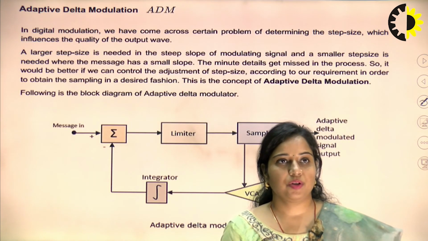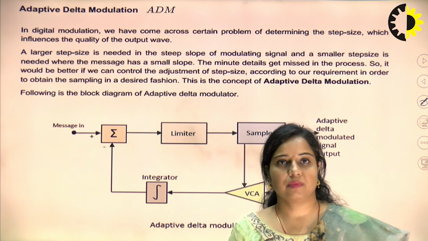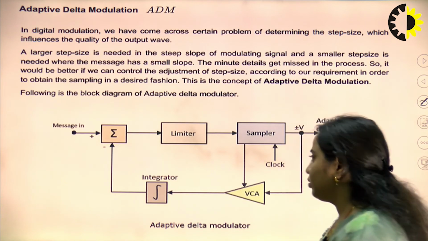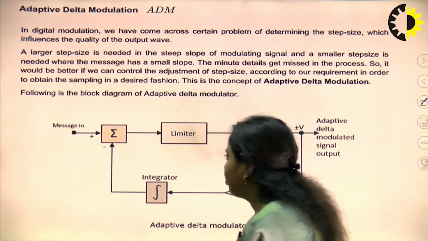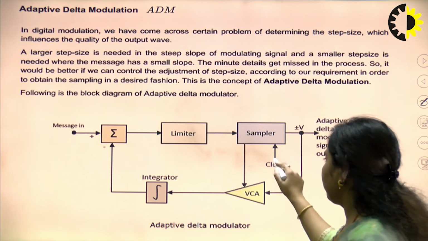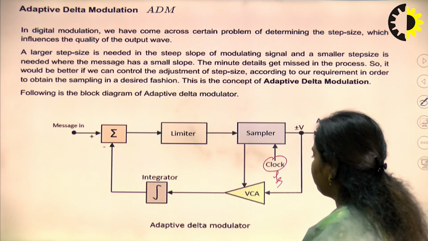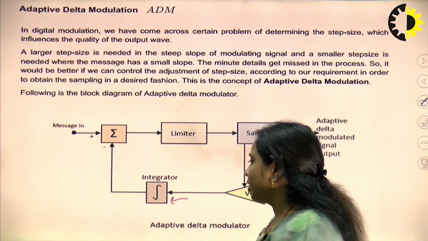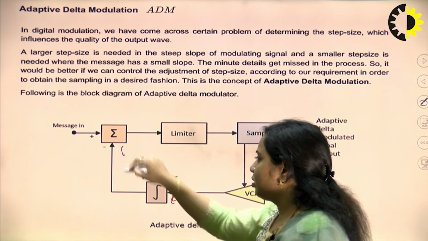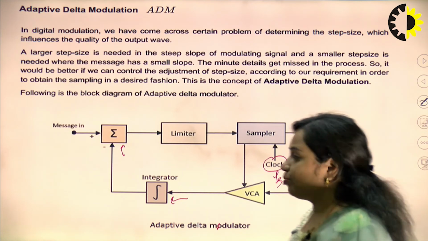Next one is adaptive delta modulation. In this case the delta is variable. So we have come across certain problems of determining the step size which influences the quality of the output wave. So this is the main diagram of this ADM, generation of ADM. It constitutes this summer, then it is followed by an amplitude limiter, then a sampler is there. To the sampler we require a clock signal which will take the samples at equal time intervals, that is denoted by Fs. In the feedback there will be a voltage controlled amplifier, then this will be followed by an integrator, and the output of this integrator will be present at the input of this particular summer. So this will be an adaptive delta modulated signal output.